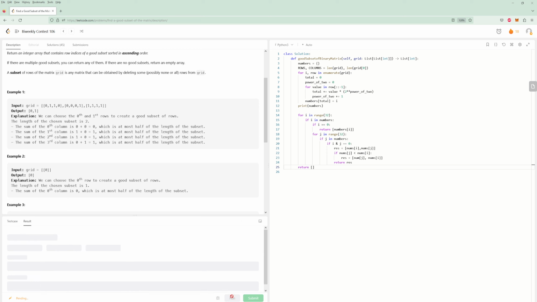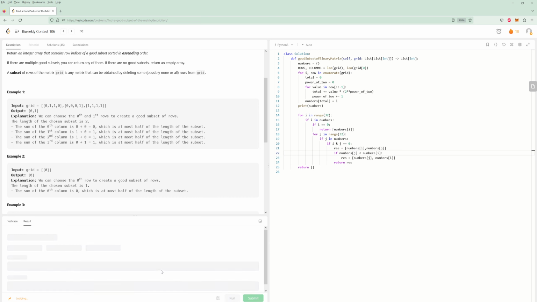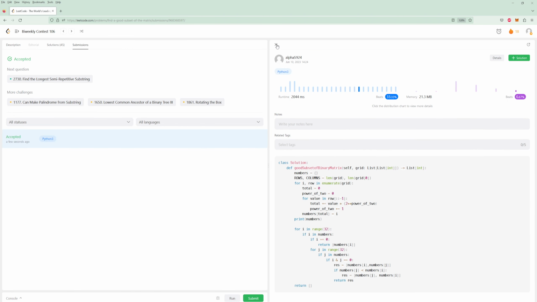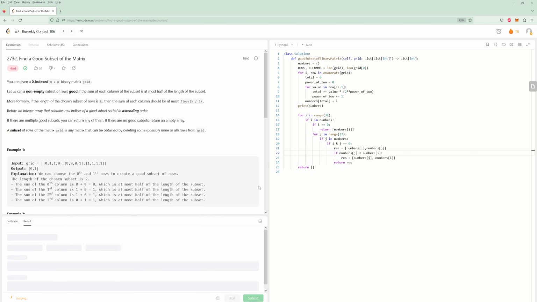So let's see if we did it right. Let's see here. Nums. Okay, so it should be numbers. See what else I screwed up. Nice. Okay. Let me check one more time how we actually did compared to other people.